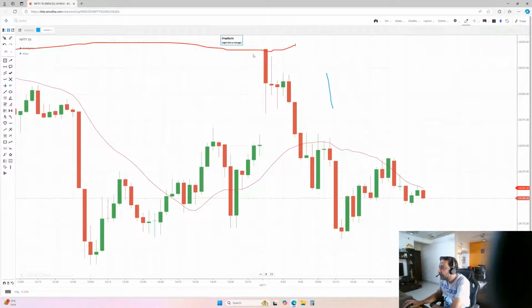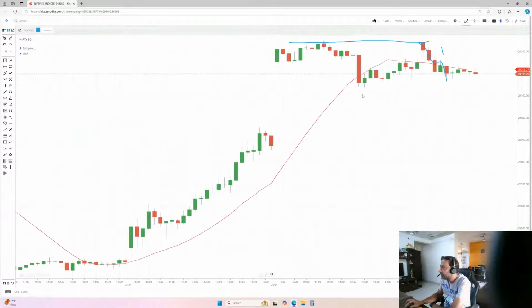So 350 level, and then it showed a continuous fall. It took support from yesterday's closing around 24,250 and again tested the day's low. If we see on a higher time frame, it will be clear. So it is again yesterday's low. It has tested and now it is trying to break that low.